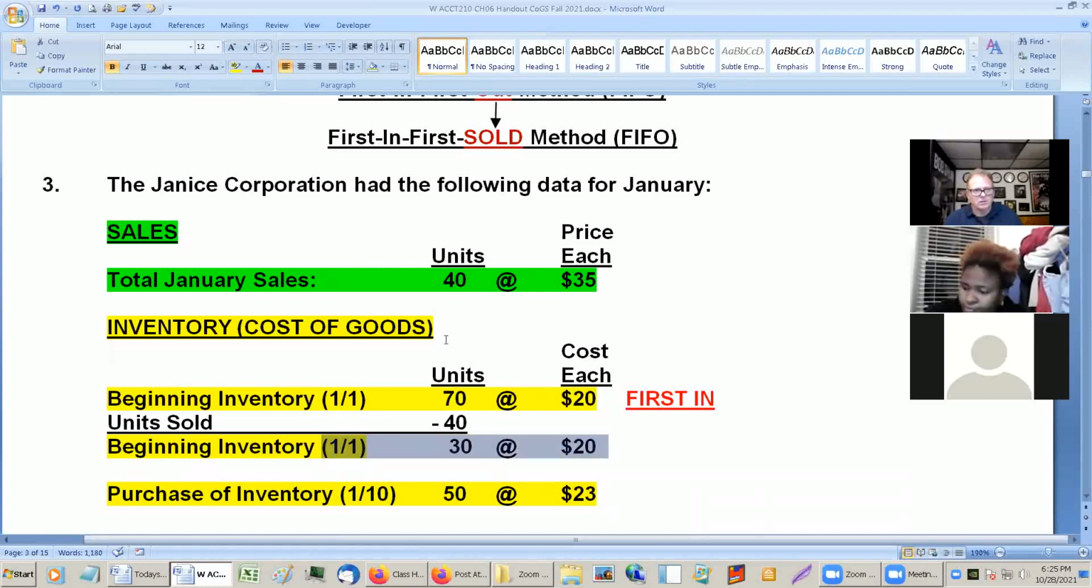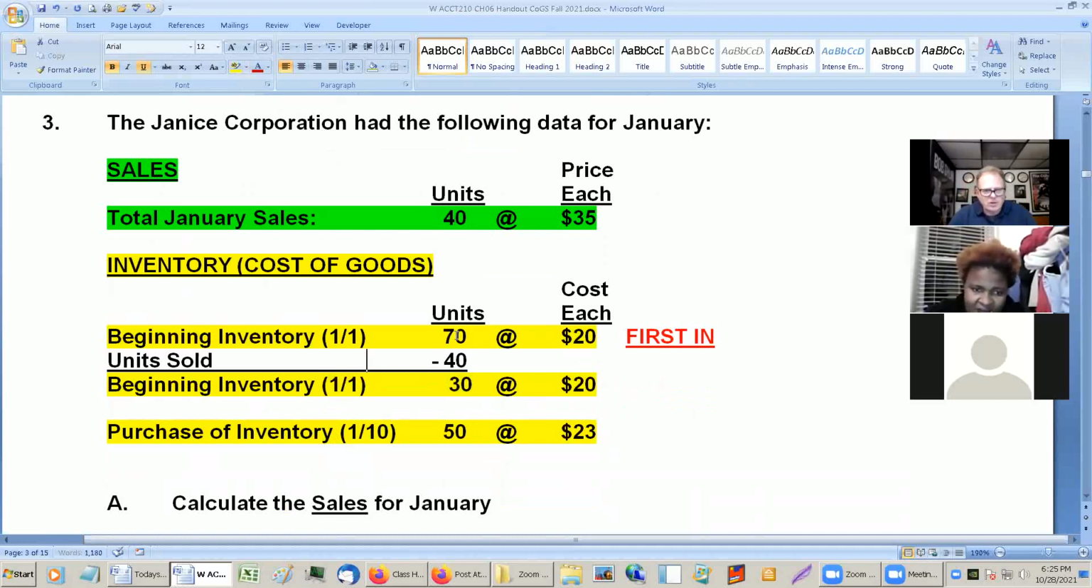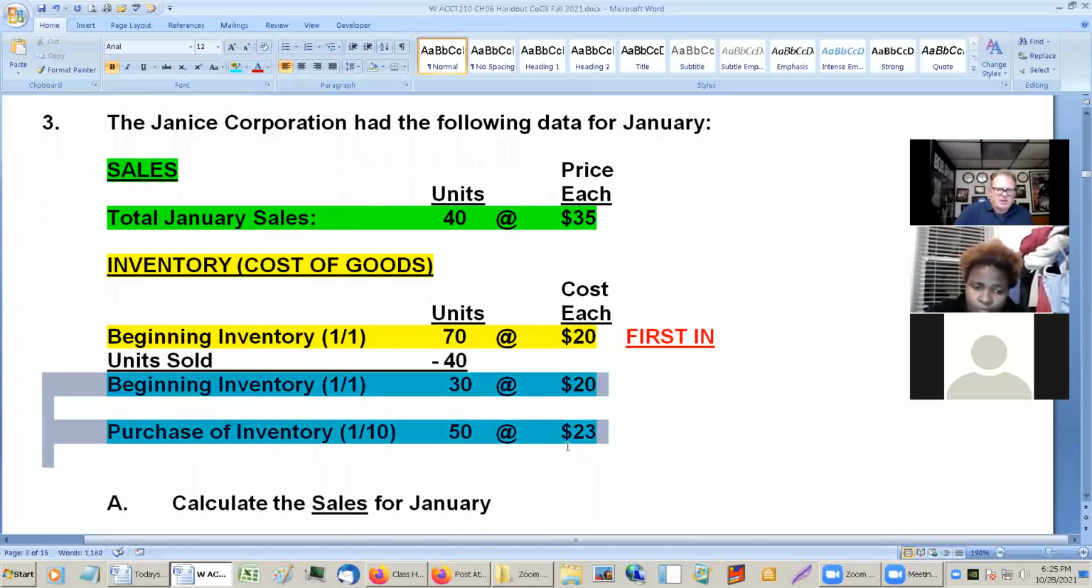Okay, so notice that we no longer have this 70 up here. This is really what's left over down here. And I am going to change these into our ending inventory color. So there's still 30 in that from that first layer, and then 50 were never sold at all. So I'm going to copy these and go down to the bottom of the page.